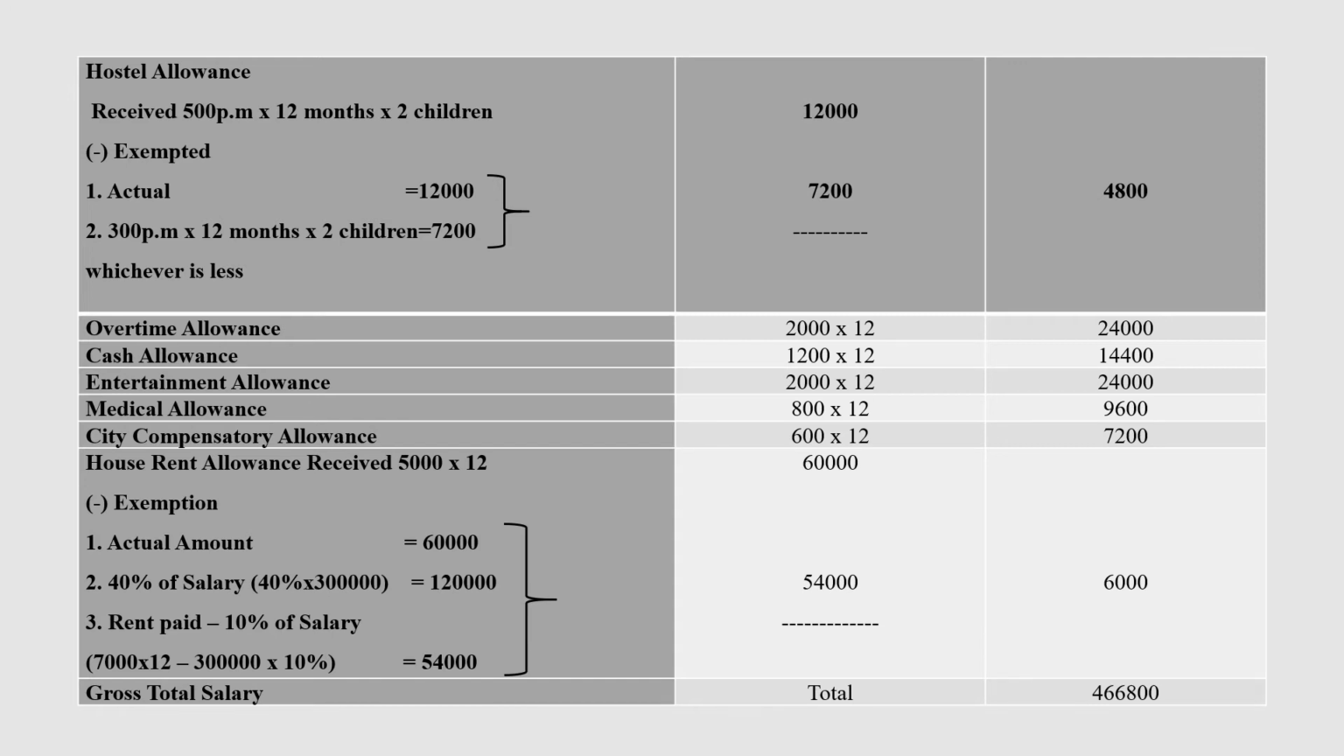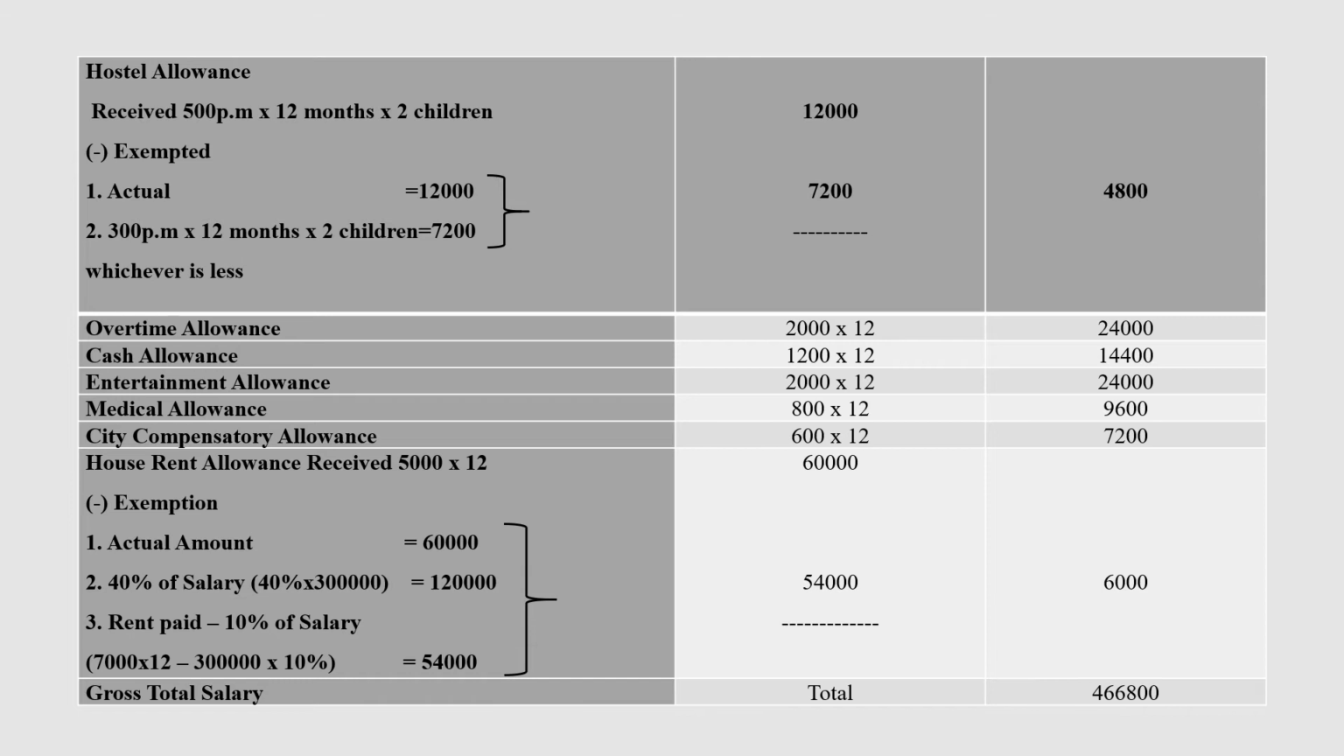The third condition that is given for HRA is rent paid minus 10% of salary. So in the sum, we know that the rent that he is paying per month is 7,000. So 7,000 into 12 is the rent paid minus 10% of 3 lakhs. So if you minus that, you will get 54,000. So out of these three values, which is the least value? 54,000. So you take 54,000 to the outer column.